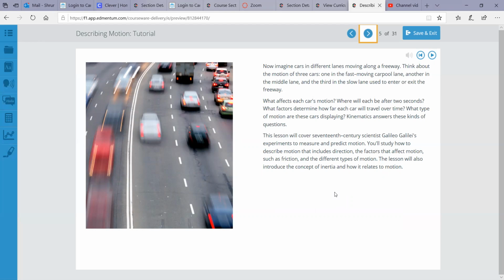And this lesson will cover 17th century scientist Galileo Galilei's experiments to measure and predict motion. We're going to study how to describe motion that includes direction, the factors that influence motion, such as friction, and different types of motion. And it will also introduce the concept of inertia and how it relates to motion.